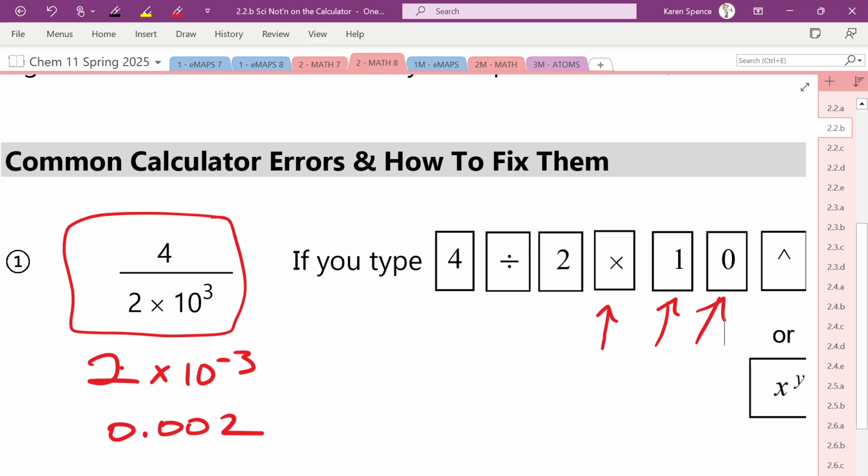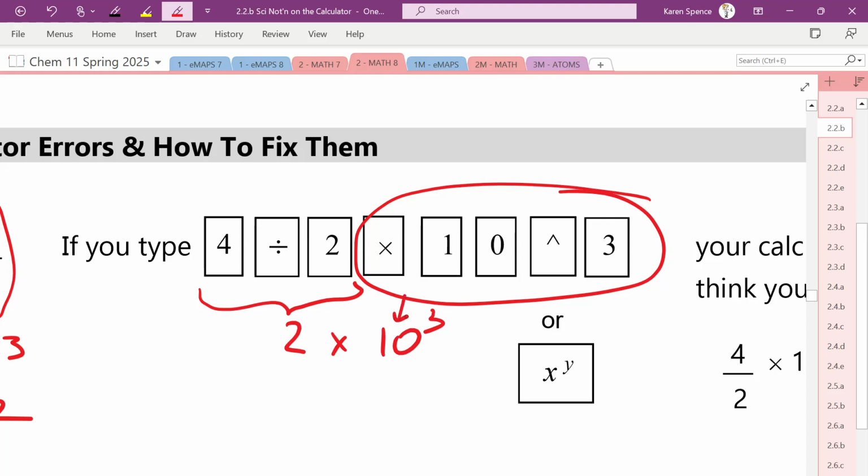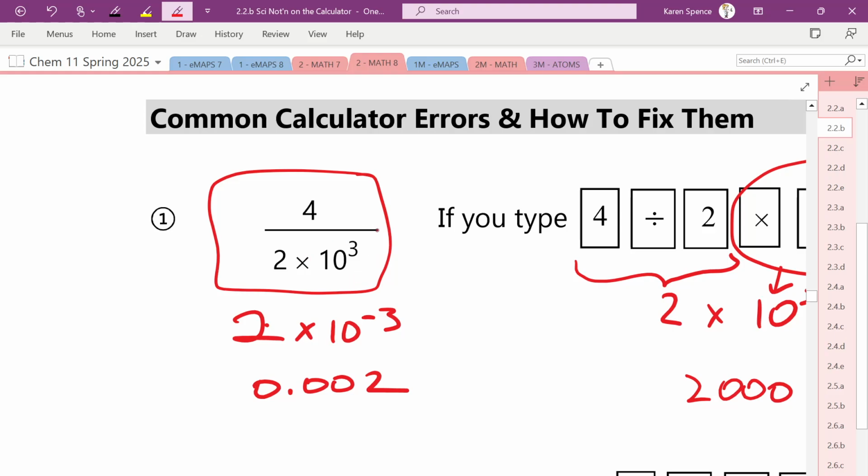So what you can do, if you typed in 4 divided by 2, your calculator says, I know 4 divided by 2, that is 2. If you then type in times, then it says, I know 2 times 10 to the power of 3. That's what we're saying here. This is 10 to the power of 3. That is 2,000. That's not what we wanted, though. We did not want to multiply by 10 to the 3 because 10 to the 3 is in the denominator.